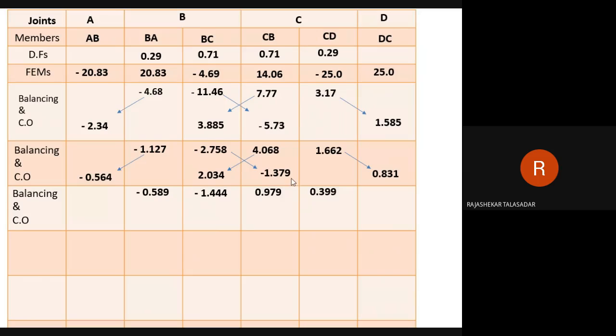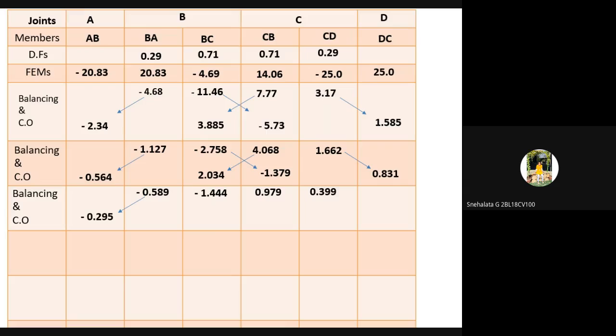So minus 1.379 will be the unbalanced moment. Balancing moment will be plus 1.379 into 0.71. You will get this. Plus 1.379 into 0.29. You will get this. Okay. Next, carry over is 50%. 0.58. How much?